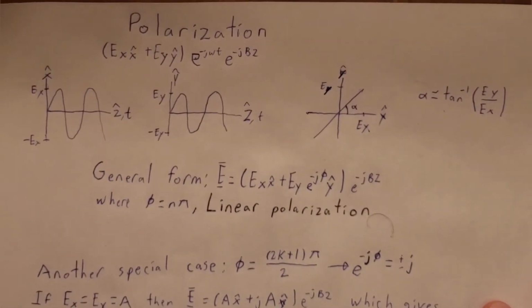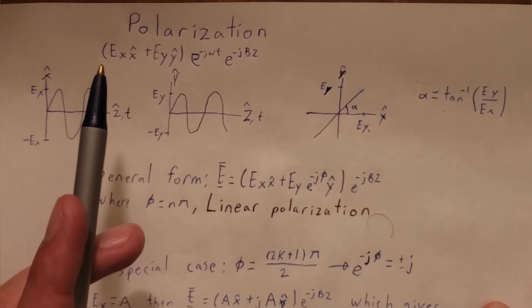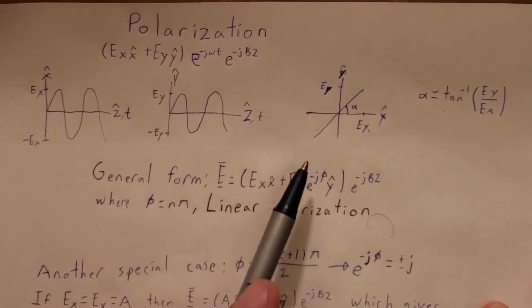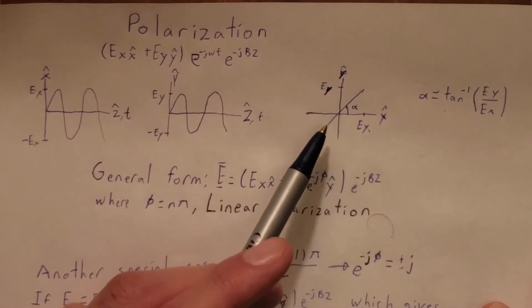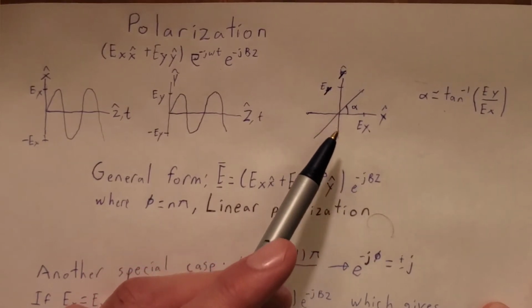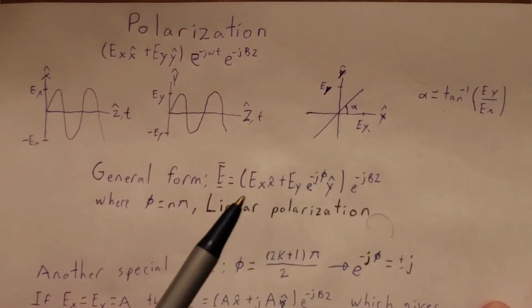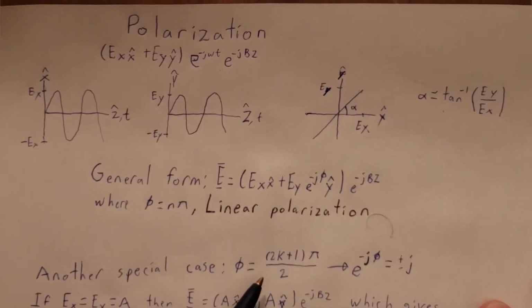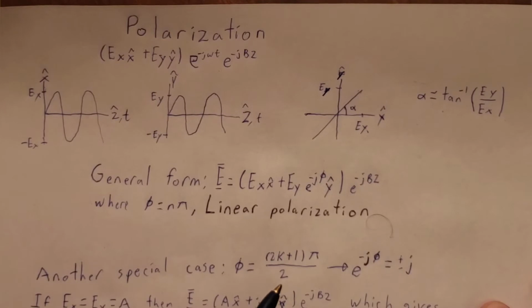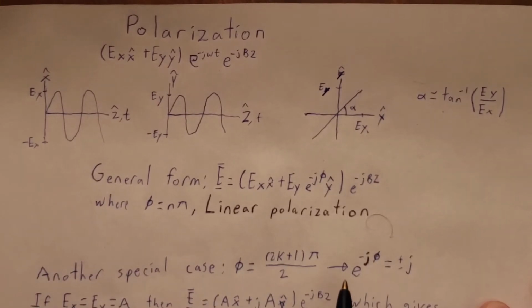A special case of this is when either Ex or Ey equals 0, we will have the line polarized along the x hat or y hat axes. A third special case occurs when phi equals (2k plus 1) times pi over 2, which gives us e to the negative j n pi over 2, where n is odd, and this equals plus or minus j. Now this plus or minus is only going to affect the direction of oscillation, not the orientation.